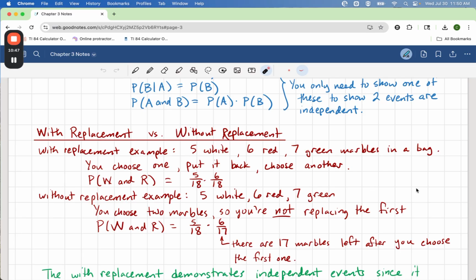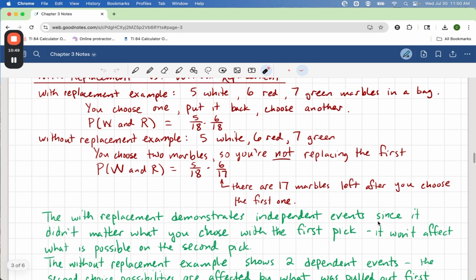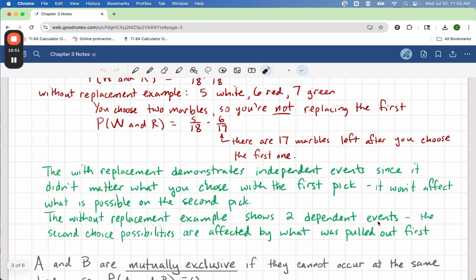Alrighty. The with replacement example demonstrates independent events since it didn't matter what you chose with the first pick. It won't affect what is possible on the second pick. The without replacement example shows 2 dependent events. The second choice possibilities are affected by what was pulled out first.